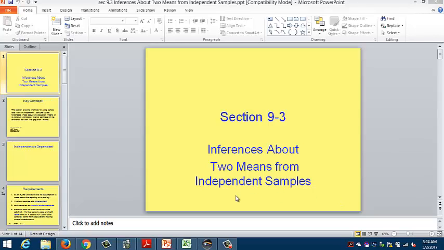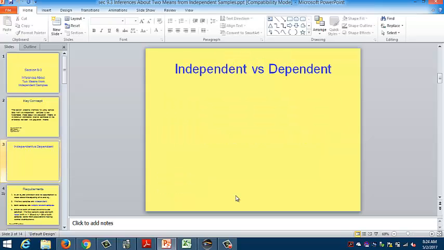So yeah, inferences about two means from independent samples is what we're talking about here. So I guess my question to you guys is, what'd you come up with? What'd you guys learn in this class about independent versus dependent in statistics? Okay. So talking about whether variables depend or are independent of each other? Other ideas?